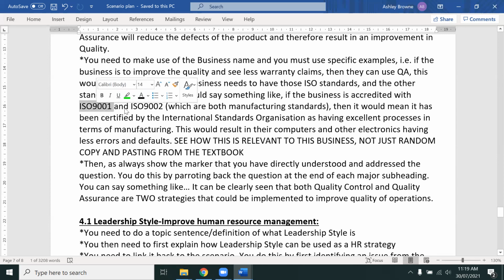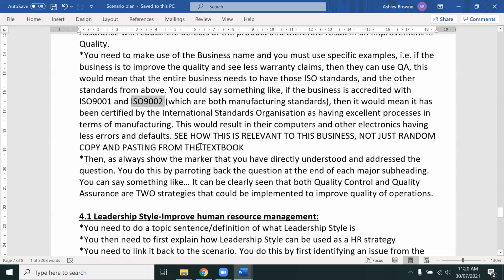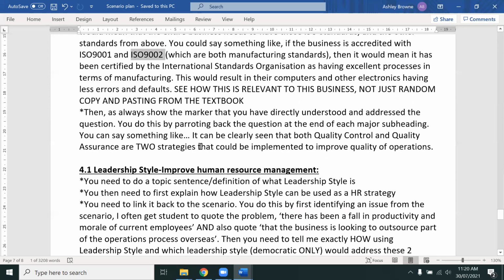Explain what this means compared to this, and therefore how being certified with this will mean that the computers have fewer defects and fewer warranty claims. Explain it. Tell me how it works. This is different to this one. So you tell me what this means and how being certified by the ISO for 9002, how would that result in the computers having fewer defects? Yeah. And once again, we're using the name of the business and those examples from the scenario.